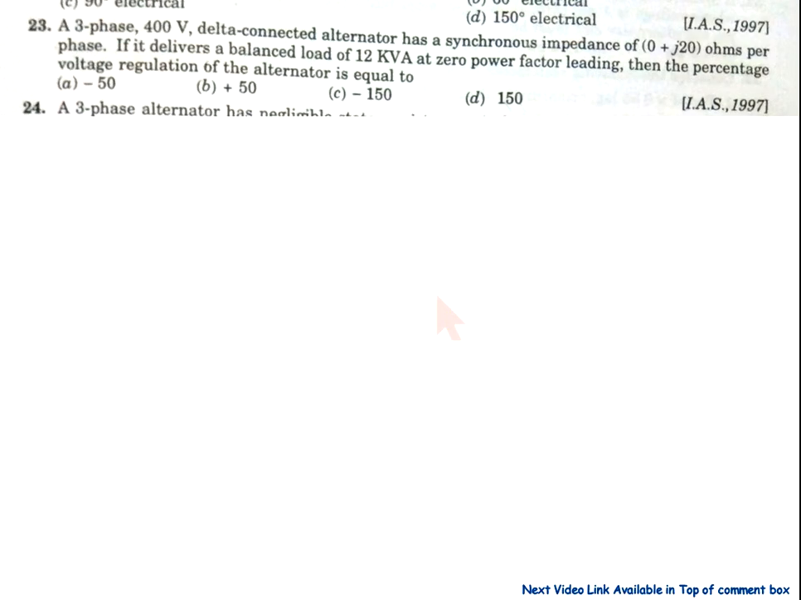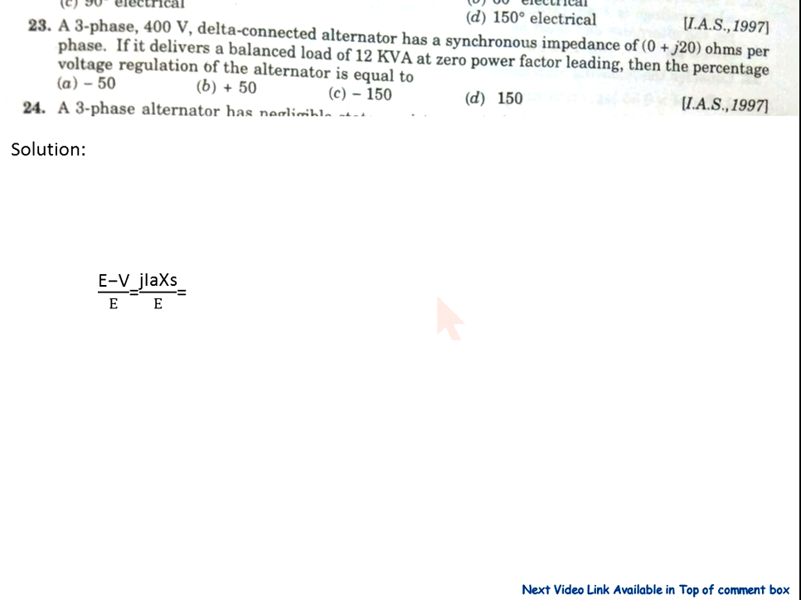Now come to question number 23. A three-phase 400 volt delta connected alternator has a synchronous impedance of j20 ohm per phase. If it delivers a balanced load of 12 kVA at zero power factor leading, then the percentage voltage regulation of the alternator is equal to. This is a simple question, but the concept is very important.